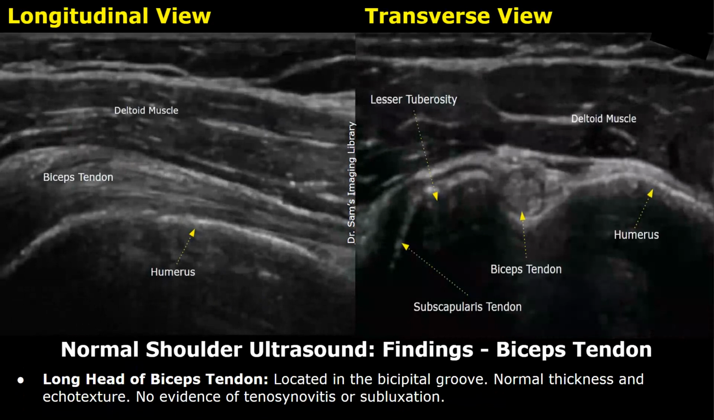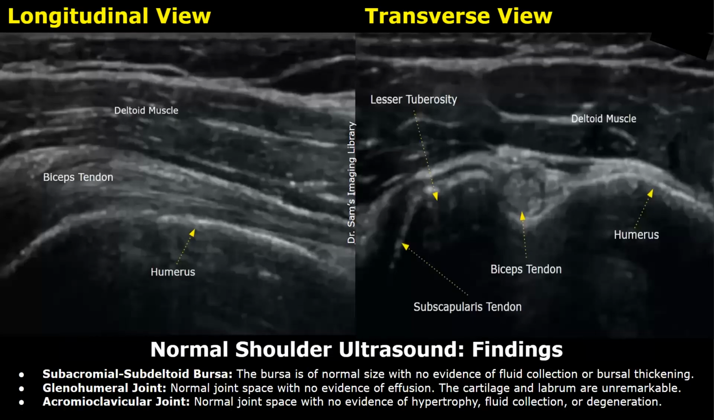After the rotator cuff, you can write about the biceps tendon, long head of biceps tendon, located in bicipital groove, normal thickness and echo texture, no evidence of tenosynovitis or subluxation. Then you can write about the subacromial subdeltoid bursa. The bursa is of normal size with no evidence of fluid collection or bursal thickening.